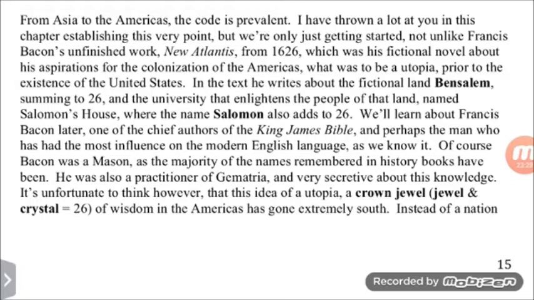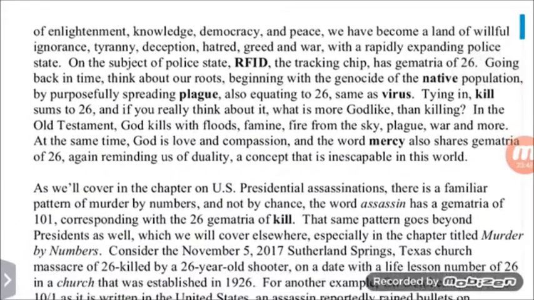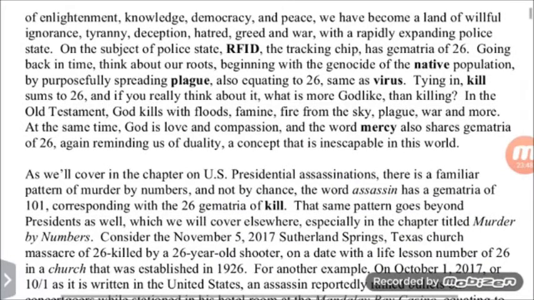It's unfortunate to think, however, that this idea of a utopia, a crown jewel, and crystal equals 26, of wisdom in the Americas has gone extremely south. Instead of a nation of enlightenment, knowledge, democracy, and peace, we have become a land of willful ignorance, tyranny, deception, hatred, greed, and war with a rapidly expanding police state. On the subject of police state, RFID, the tracking chip, has gematria of 26.